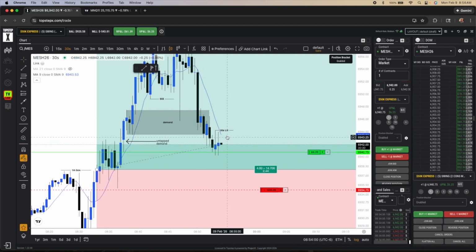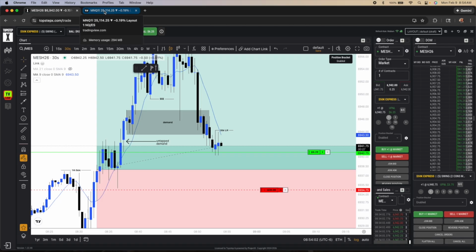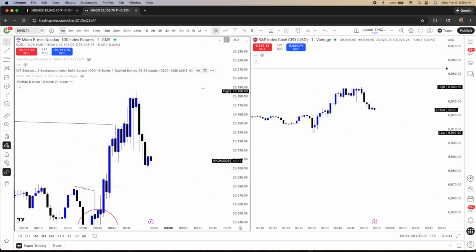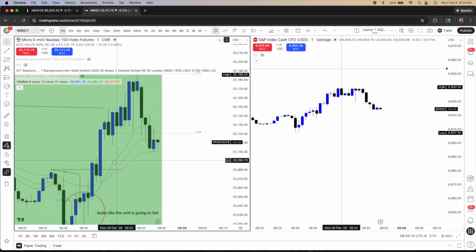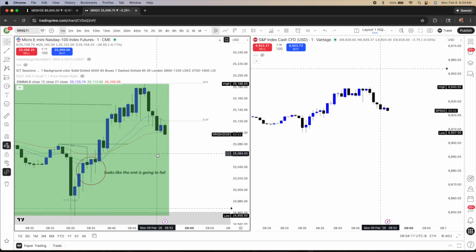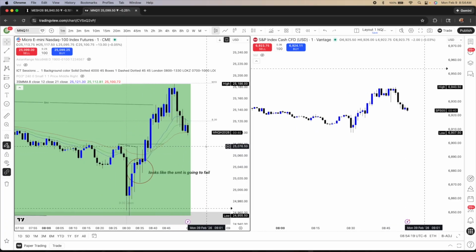Let me see if there's any other things that we can possibly get out of this area, like any lower time frame SMTs again. We have this low, that's lower. Nope, I'm not really seeing anything at the moment.